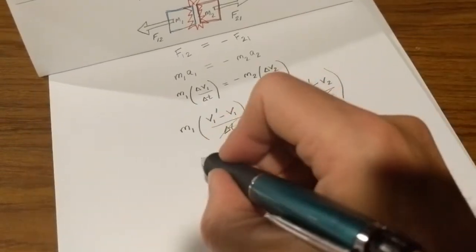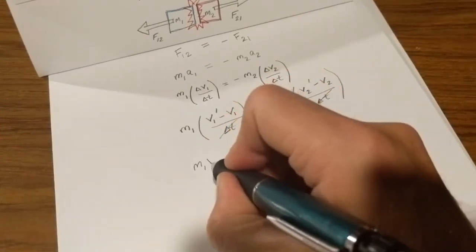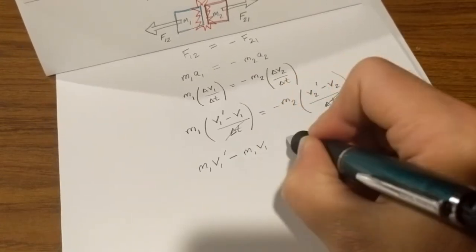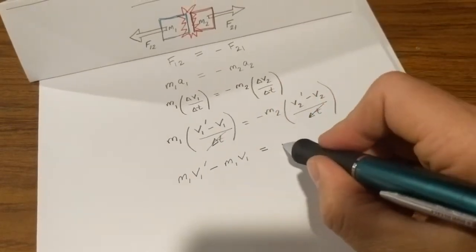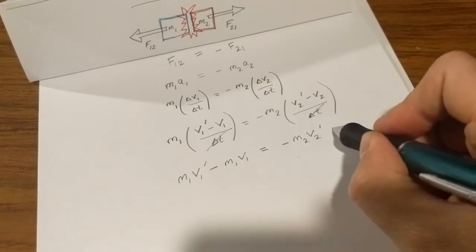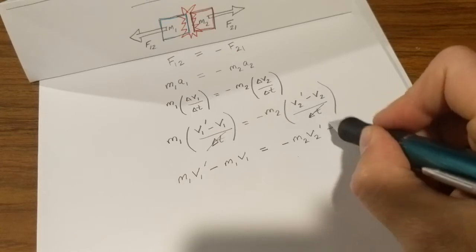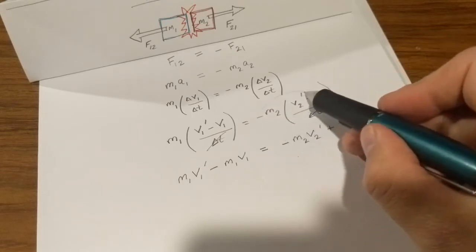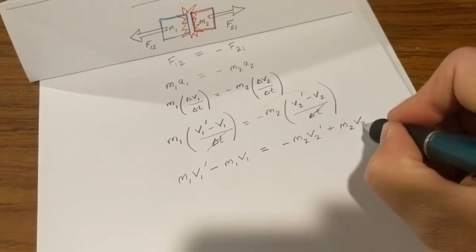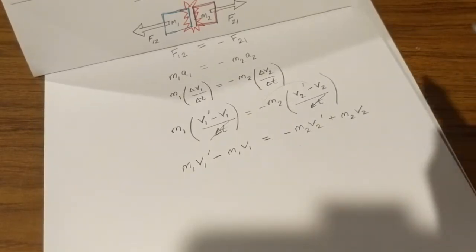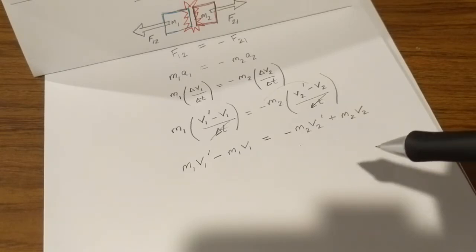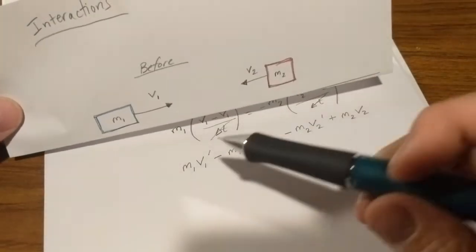and so we're left with m1v1 prime minus m1v1 equals negative m2v2 prime minus, plus, if we distribute, plus m2v2.